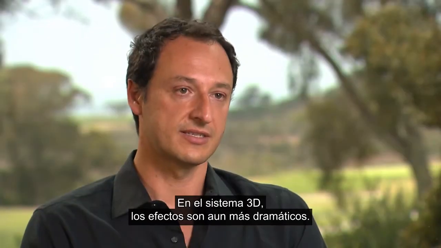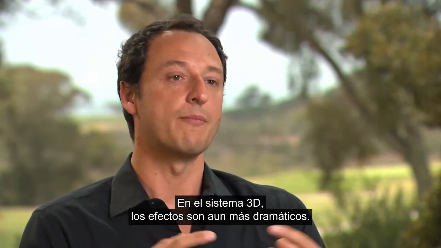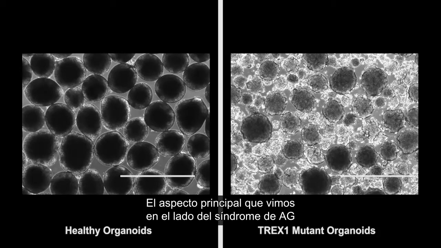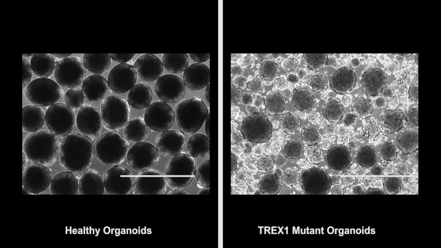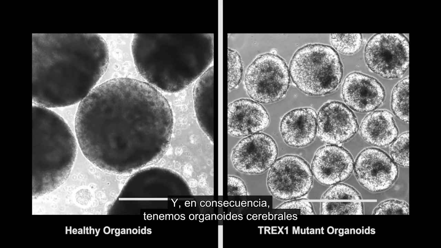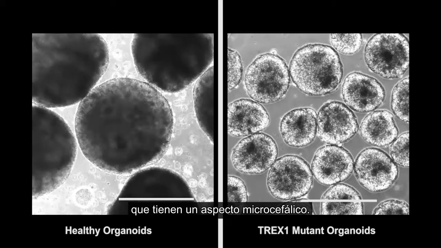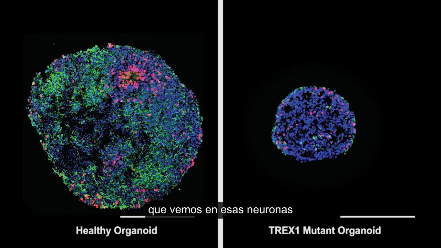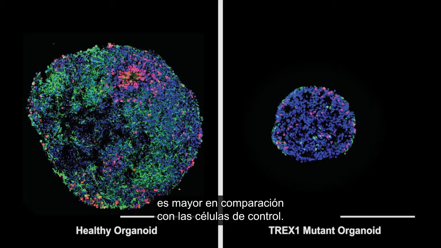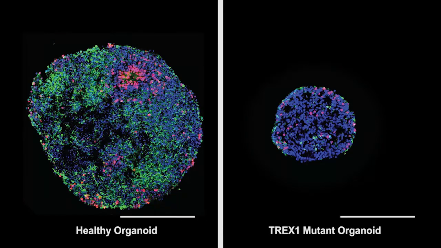In the 3D system, the effects are even more dramatic. The main thing we saw on the AGS side is that the cells were dying as fast as they were growing. As a consequence, we have cerebral organoids that look microcephalic. They are smaller in size, and the amount of cell death that we see in those neurons is elevated compared to the control cells.